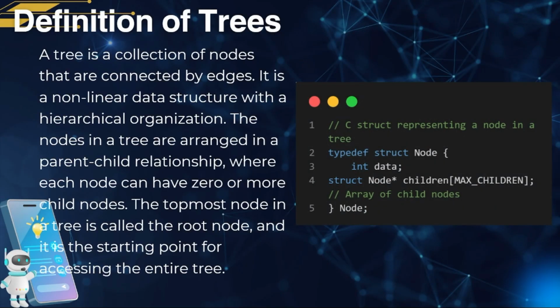So the definition of tree. A tree is a collection of nodes that are connected by edges. It is a nonlinear data structure with a hierarchical organization. The nodes in a tree are arranged in a parent-child relationship, where each node can have 0 or more child nodes. The topmost node in a tree is called the root node, and it is the starting point for accessing the entire tree. So later on, makita ta ninyo og picture kung unsa si root, unsa si node, unsa si parent, unsa si child.